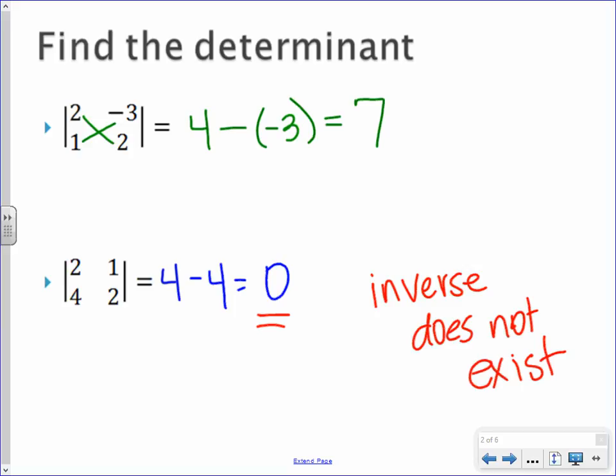Why is that? Even if it's a 3 by 3 or 4 by 4 or a 10 by 10, don't worry, you are not going to find a 10 by 10 determinant. But no matter the square matrix size, if the determinant is 0, the inverse does not exist. So you will be asked in your homework to determine if an inverse exists. It's just a matter of if the determinant is 0, it does not. If the determinant is not 0, an inverse will exist.